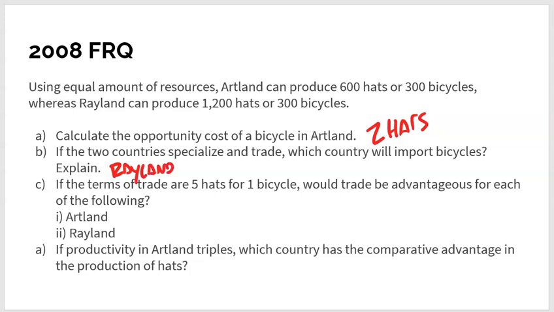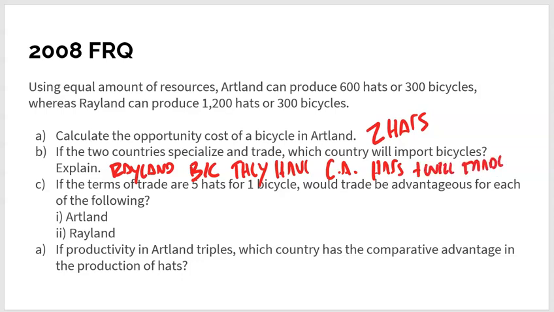And then explain. Because whenever you see the word explain, you have to have the word because and explain it: because they have the comparative advantage in hats and will trade for bicycles. For bikes.